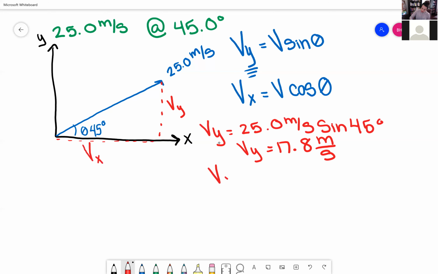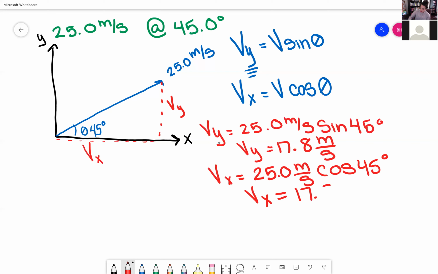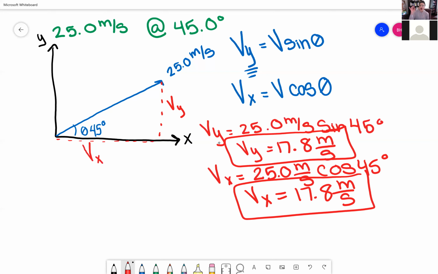Now, if I were to find my Vx, same numbers, because we're still dealing with that same vector, 25 meters per second, and this is going to be cosine 45 degrees. Sorry, I just thought I switched it up backwards again, and that would have been bad, but I did it right. We're good. If you plug that in, you actually get the same answer, 17.8, and that's because we're at 45 degrees. So that is the X and Y component of that vector.